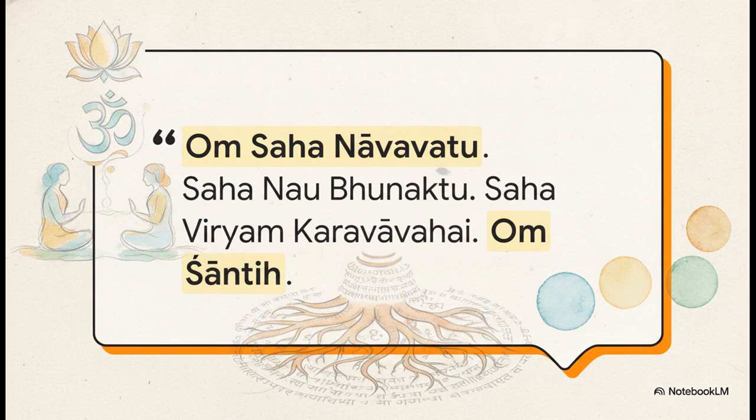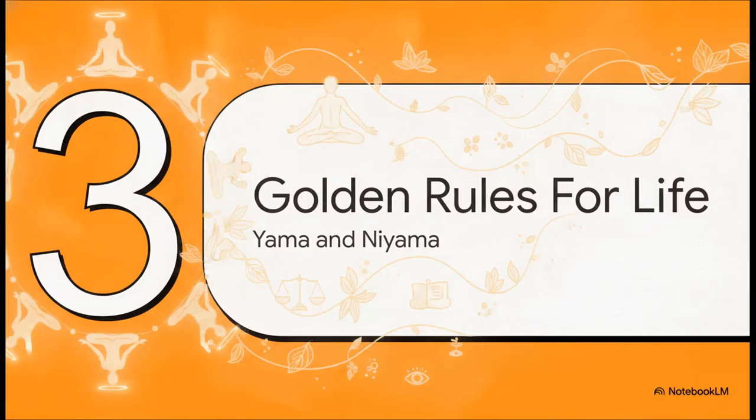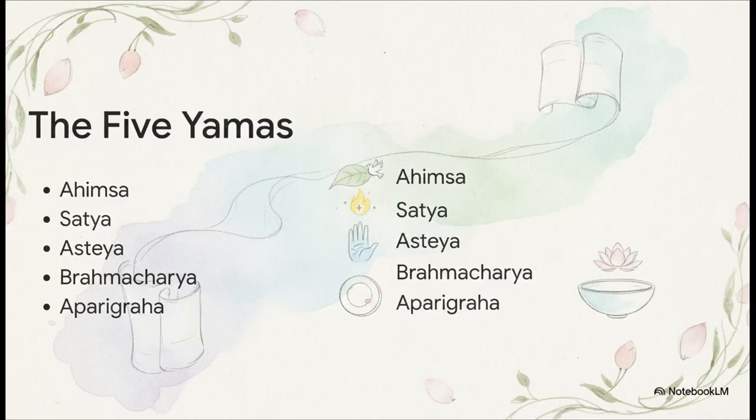Grounding the practice in this traditional root reminds us that we're participating in a lineage of wisdom that stretches back literally thousands of years. Section 3. Golden Rules for Life. So now we're shifting from the setup of the body to the ethical foundation of the mind.